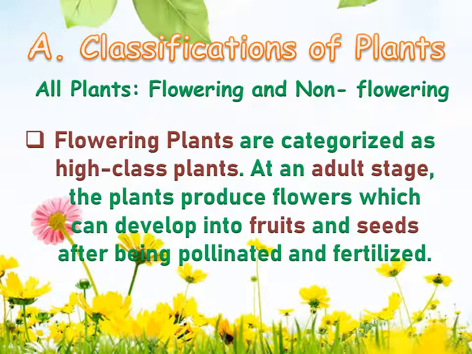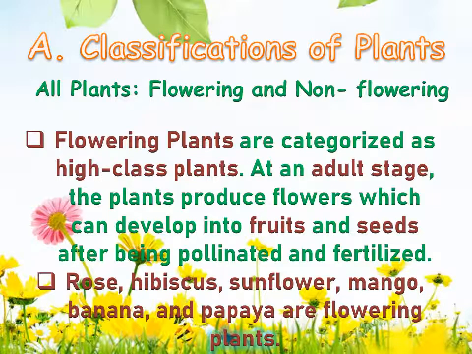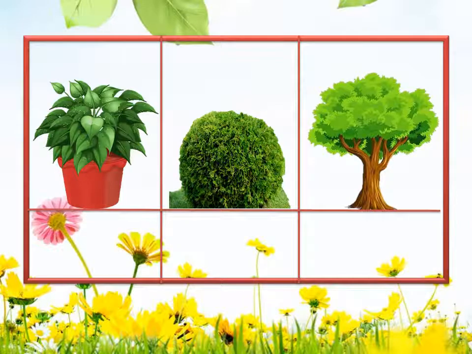And these are the examples of the flowering plants. We have rose, hibiscus, sunflower, mango, banana, and papaya. These are the plants that produce flowers and fruits. So these are what we call the high class plants because they produce fruits and seeds.